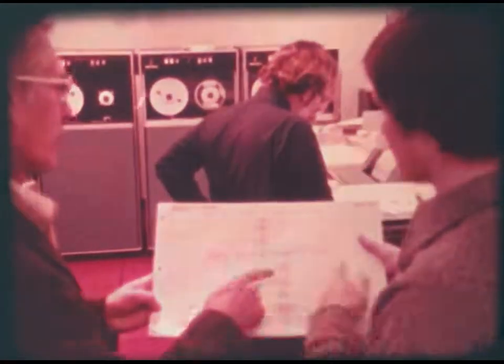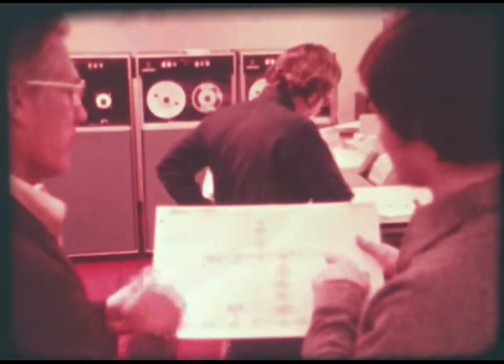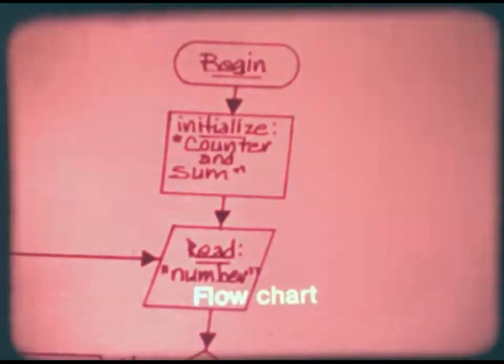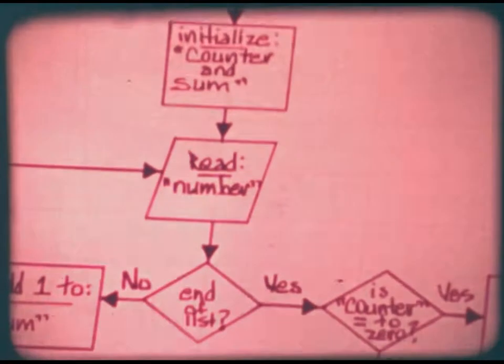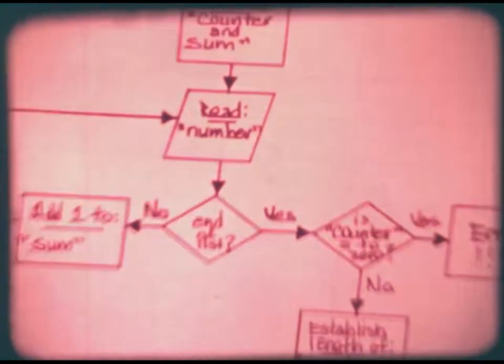When data is fed into a computer, the instructions on what to do are fed with it. These instructions are worked out in advance on a flowchart. It details the steps the computer must take in solving a particular problem.